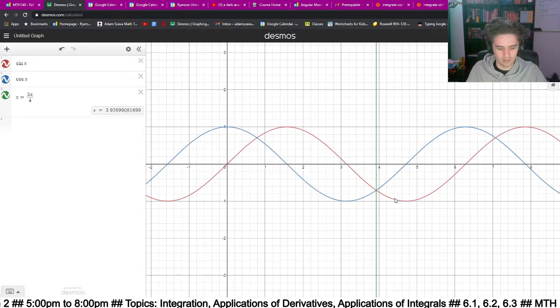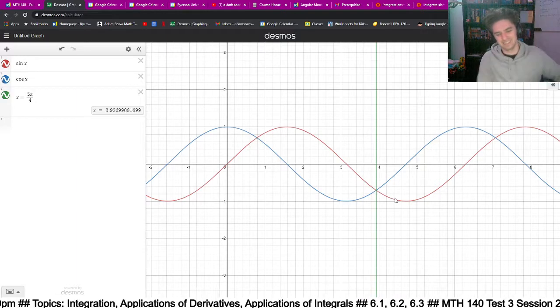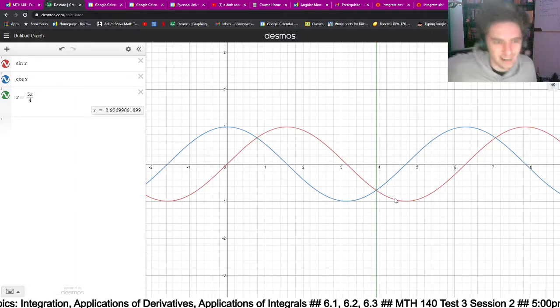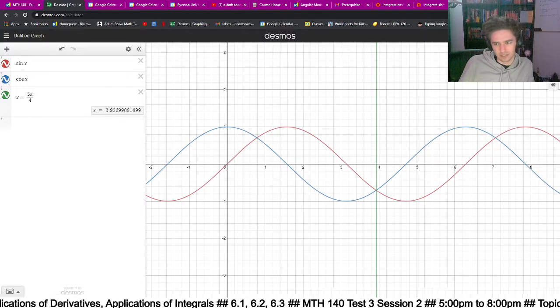Okay, wait, quadrant 3. Yeah, quadrant 3. Okay. I'm being stupid. I thought it was in quadrant 2. Yeah, I also was thinking it was in quadrant 2. You're right. So there we go. So it's in quadrant 4. So they're both negative.